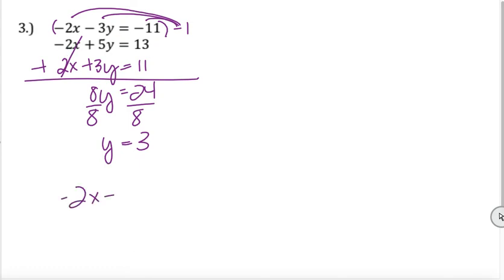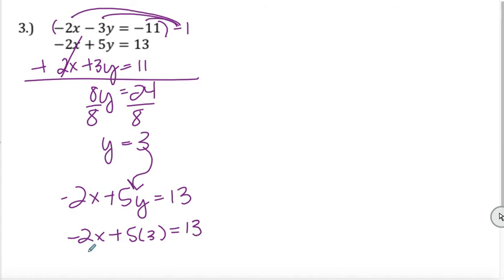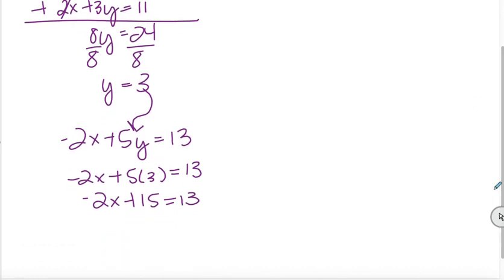The negative 2x plus 5y equals 13. I'm going to take this 3 and plug it in for y. And so I have negative 2x plus 5 times 3 equals 13. Negative 2x, 5 times 3 is 15, equals 13. To solve, I would subtract 15 from both sides, and I would get 13 minus 15 is a negative 2. To get x by itself, I'm going to divide both sides by negative 2, and x equals positive 1.